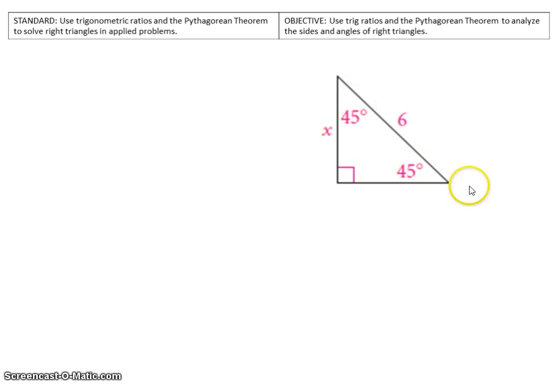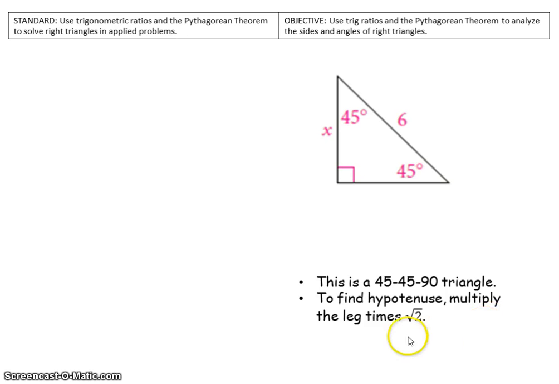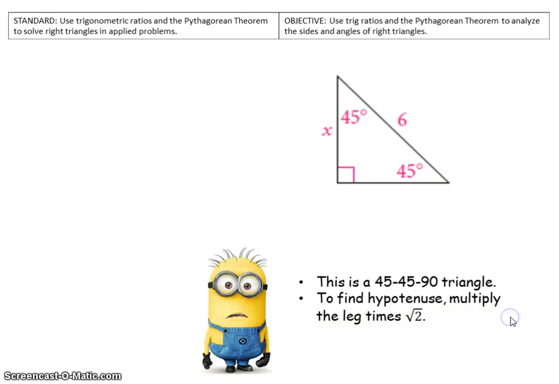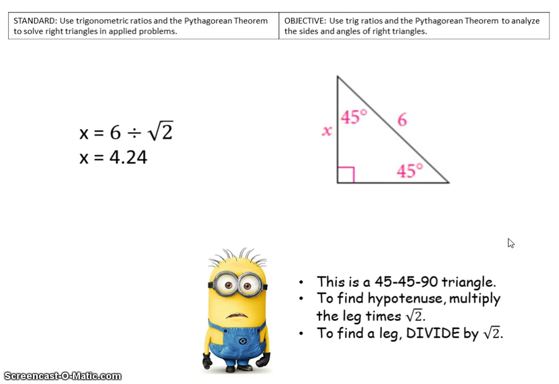We've got ourselves a 45-45-90 degree triangle. We know to find the hypotenuse, we're going to multiply the leg times radical 2. But there's a problem here. We've already been given the hypotenuse, but let's think about it for a second. If to find the hypotenuse, we multiply this side times radical 2, then if we divide by radical 2, we can find out what x is. So let's do that. 6 divided by radical 2 is 4.24, so x equals 4.24.